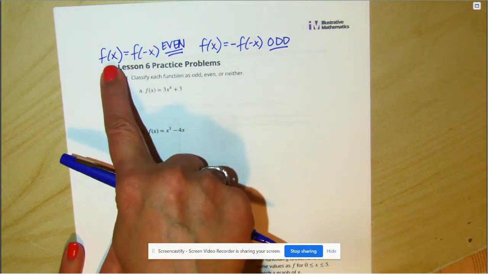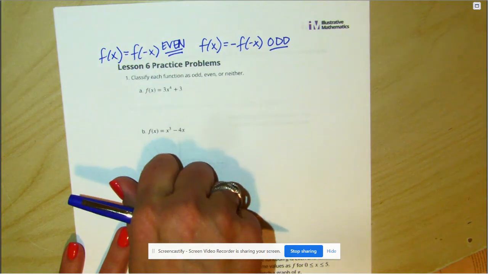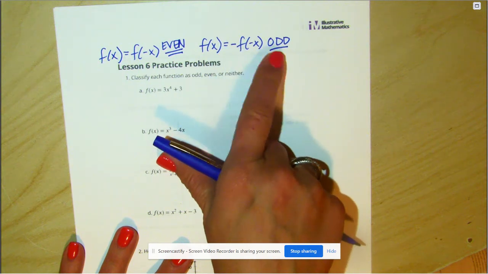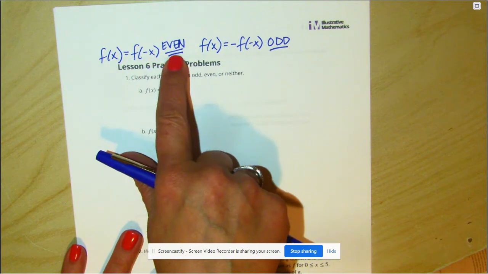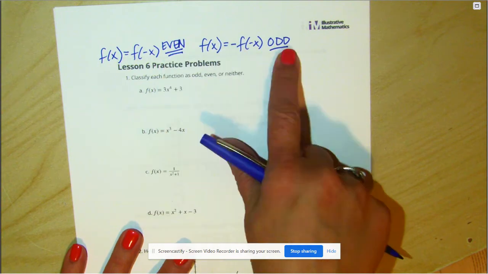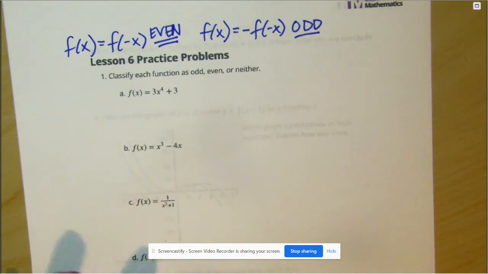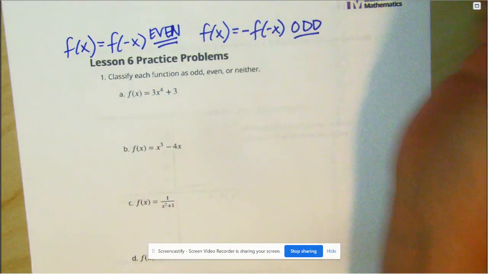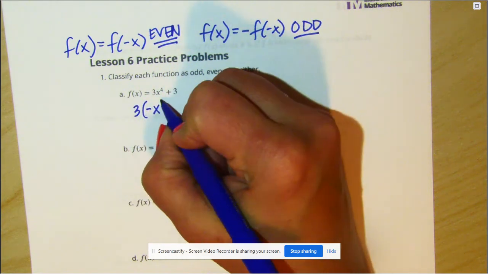If f of x is equal to f of negative x, then we know that the function is even, and if f of x is equal to negative f of negative x, it's odd. So we're going to start out by seeing if it's even, and then we will move on from there if it's not even to check if it's odd. So we need to see if we substitute x with a negative x if we get the same thing. So everywhere I see x, I'm going to replace it with negative x.